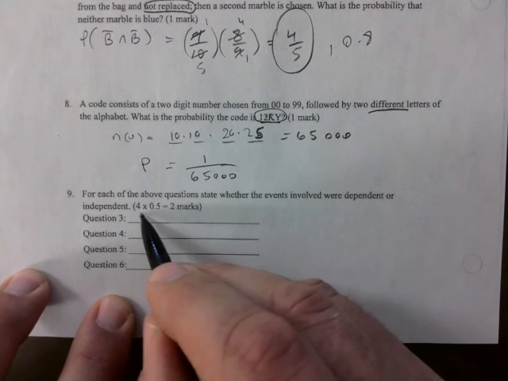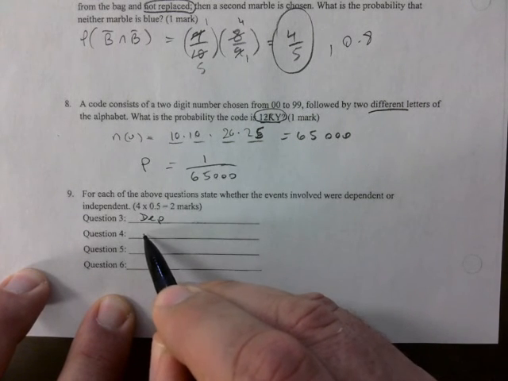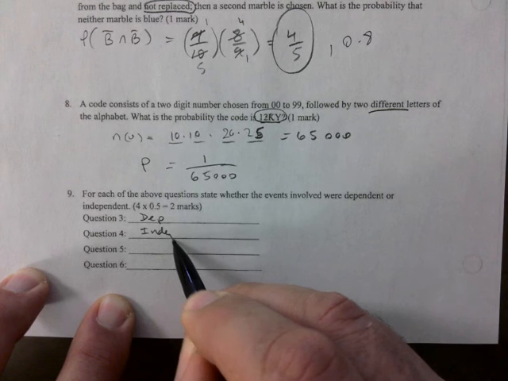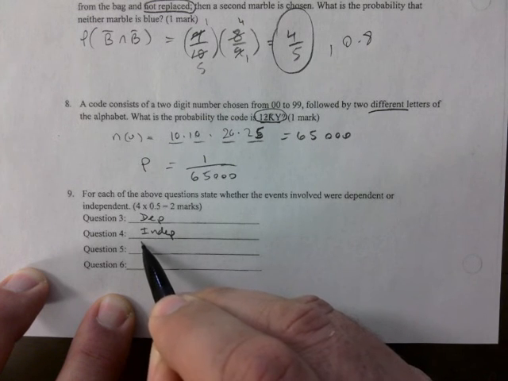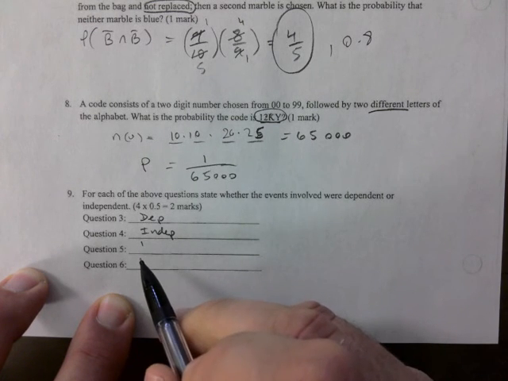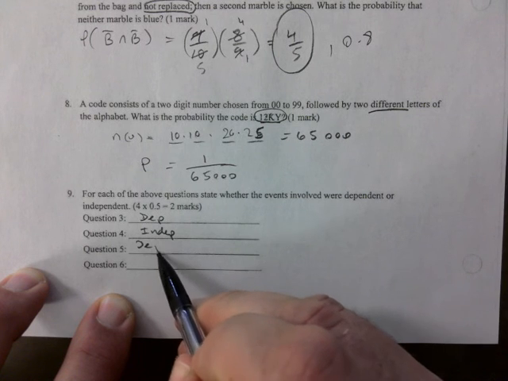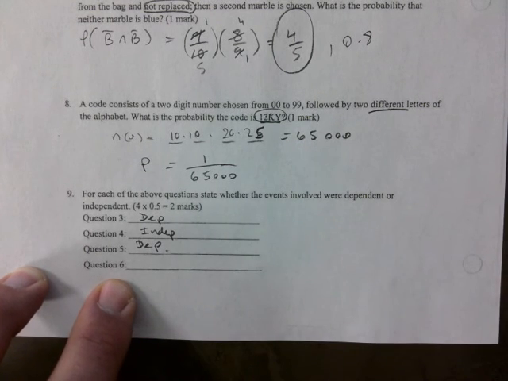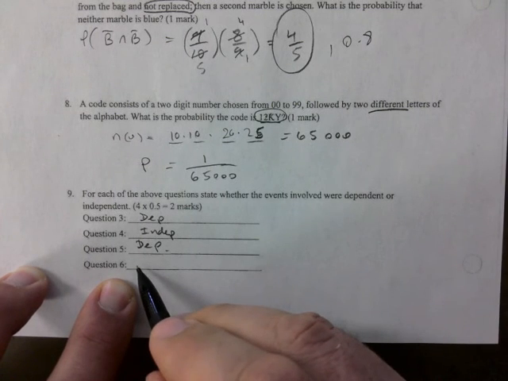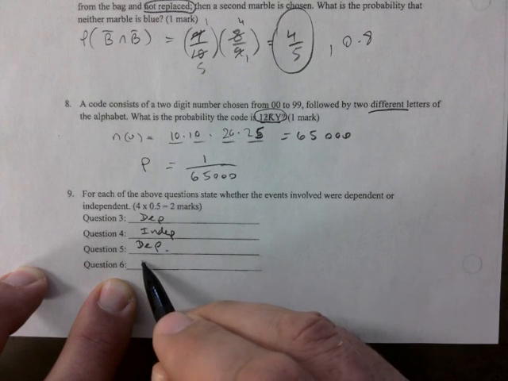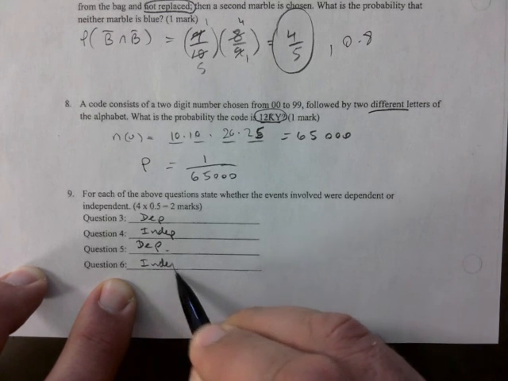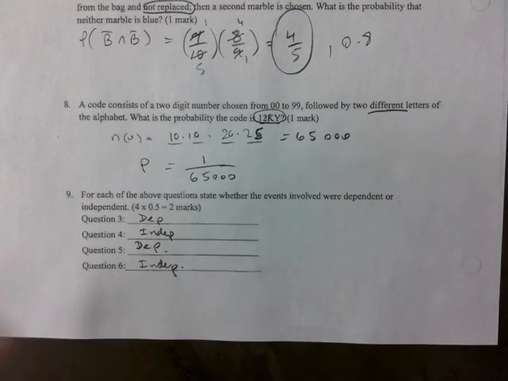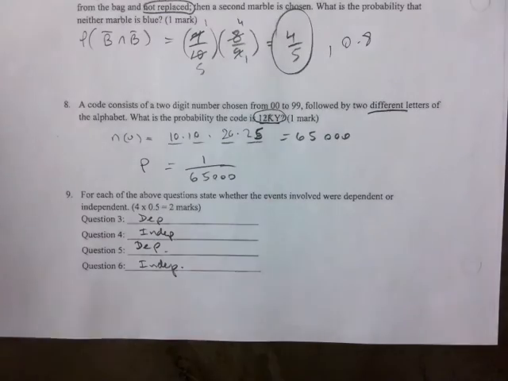So question 3 was dependent. Question 4, independent. That's the coin. Question 5, let's see. That's dependent because you're grabbing one at a time, or even if you grab both of them, but one affects the other. 6, die, that's independent. So that's that.